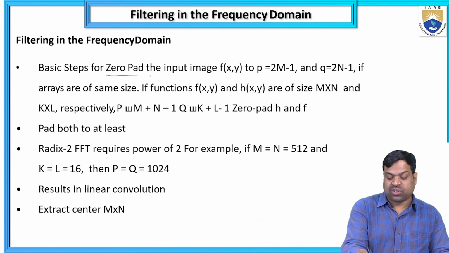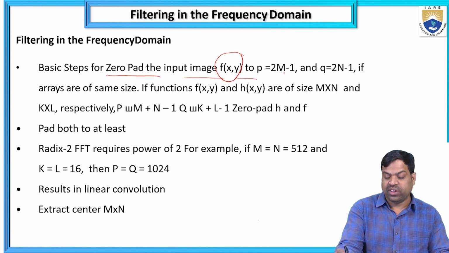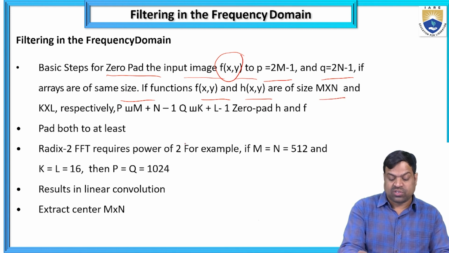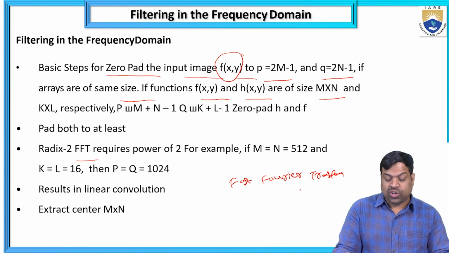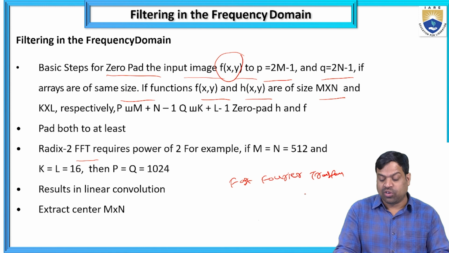What are the basic steps? Zero pad the input image f of x comma y to size P equal to 2M minus 1 and Q equal to 2N minus 1, so the arrays are of the same size. The functions are f of x comma y and h of x comma y, of size M by N. Here I am using the fast Fourier transform, with the radix of the FFT in mind. In the fast Fourier transform we require M and N values, for example M equal to N equal to 512, K equal to L equal to 16, and P equal to Q equal to 1024. I am taking some examples.